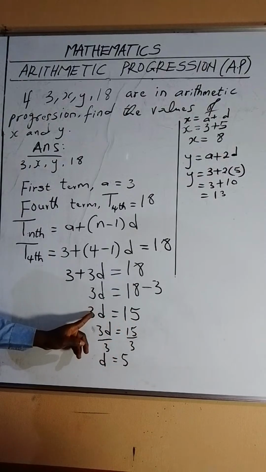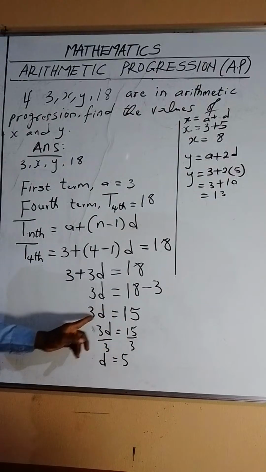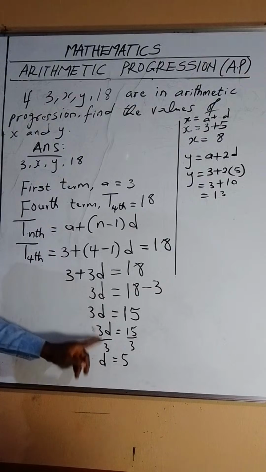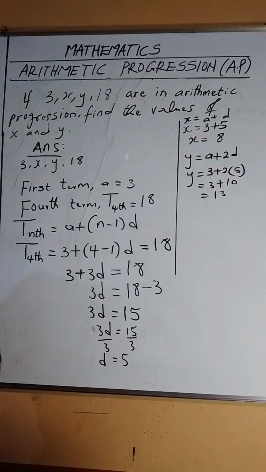So we have 3d here. This 3d equals 15. Then we can divide both sides by 3 so that we can be left with d. 3 cancels 3. 15 divided by 3 is 5. So this is the answer to this particular question.